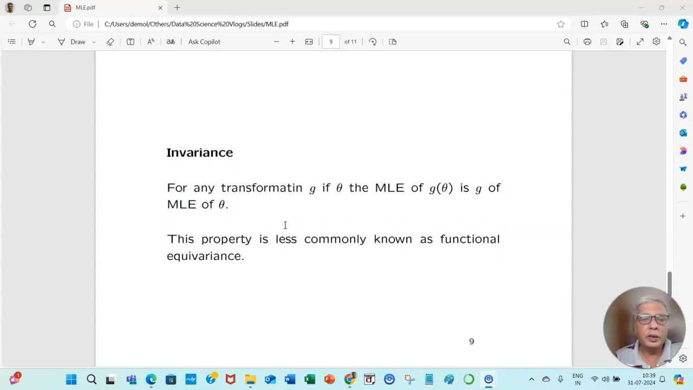Then comes invariance. So if for a transformation g of theta, we want to find the maximum likelihood estimate of g(theta), it is only the g of the maximum likelihood estimate of theta. This property is less commonly known as functional equivalence. This is called the invariance or functional equivalence.